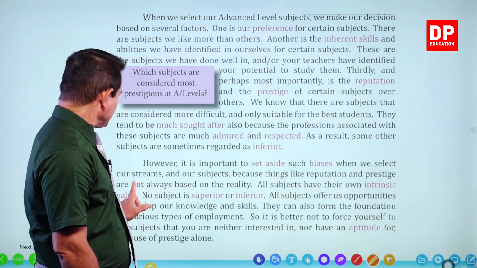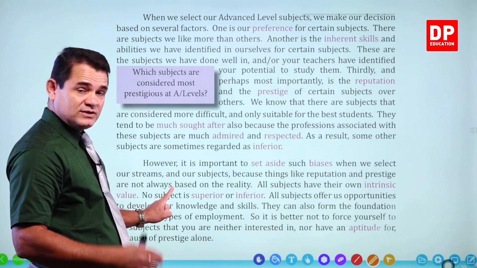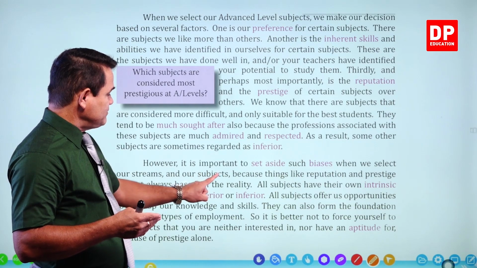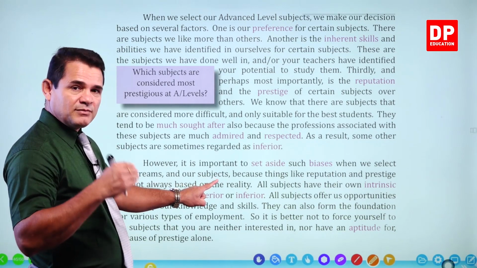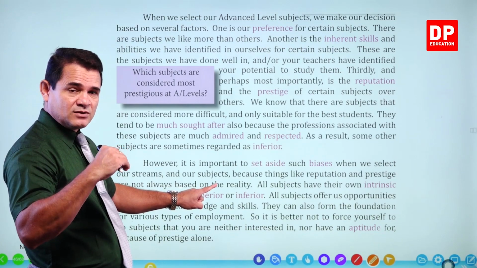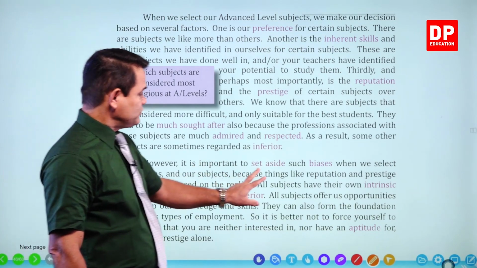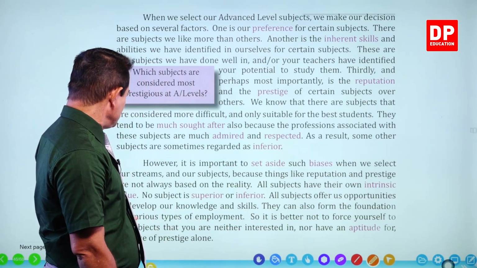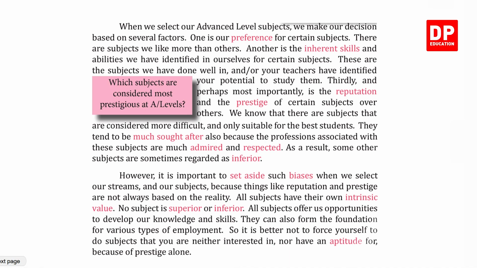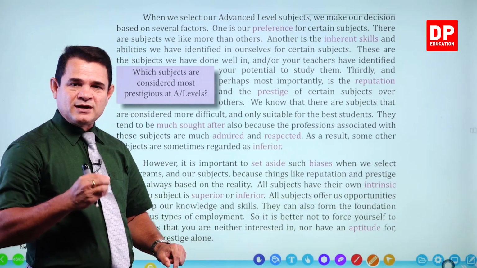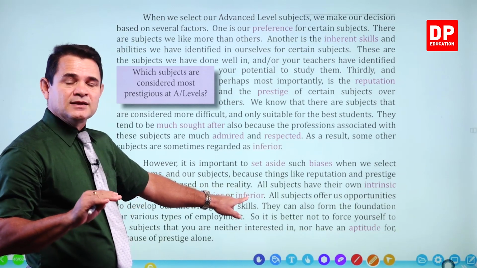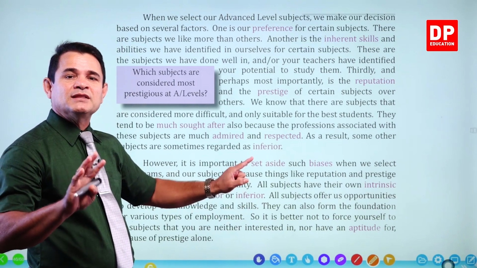When we select our streams, when we choose the stream we study and our subjects, whether we do the arts stream, science stream or commerce stream, because things like reputation and prestige are not always based on the reality. Reputation and prestige are not always based on the real situation.